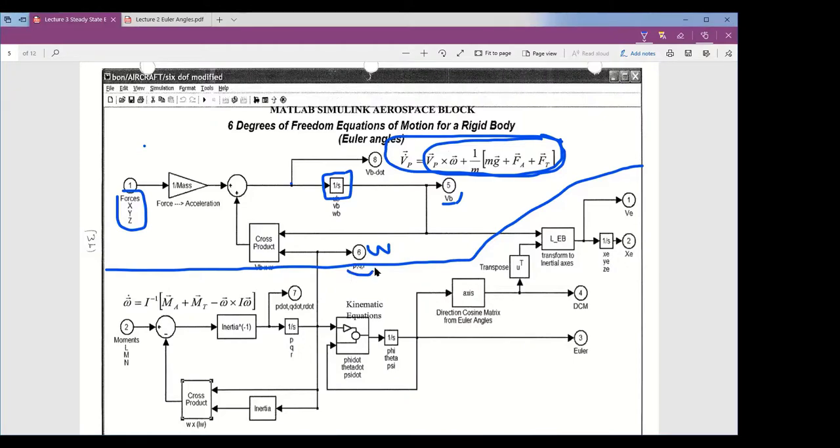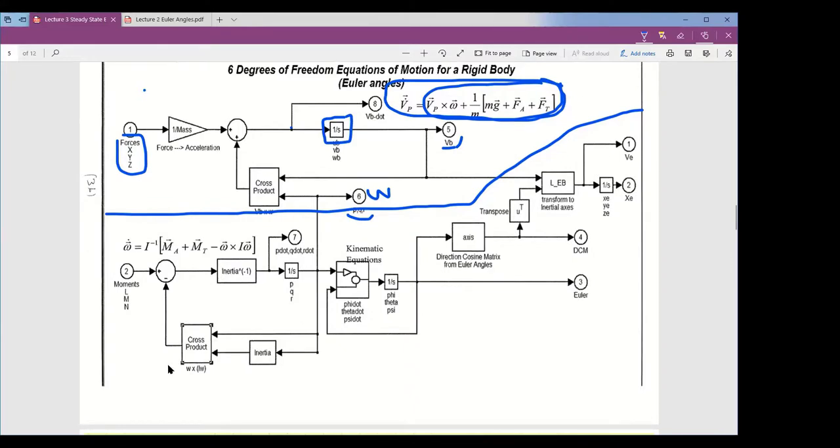Where do P, Q, and R come from? They come from the bottom set of equations, and that's what's done down here. The moments are applied here. We add the moments to negative omega cross I omega, so this part down here does that. It takes P, Q, and R, does the cross product, feeds it in, multiplied by the inertia matrix here, so that's the I inverse. And then you integrate it. So it does the integration of omega dot, and it gets us P, Q, and R.